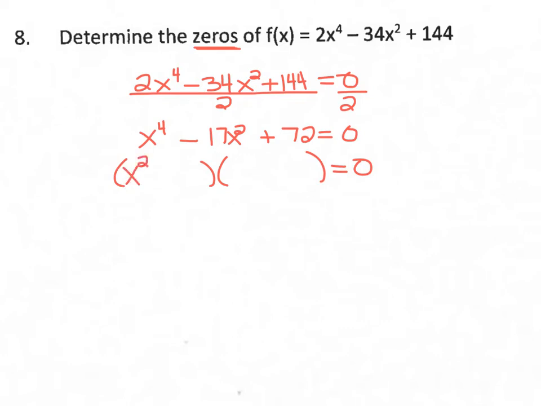And then you're just doing AM. You're coming up with 2 numbers that add to negative 17 and multiply to 72. All right, so that's going to be negative 9 and negative 8.